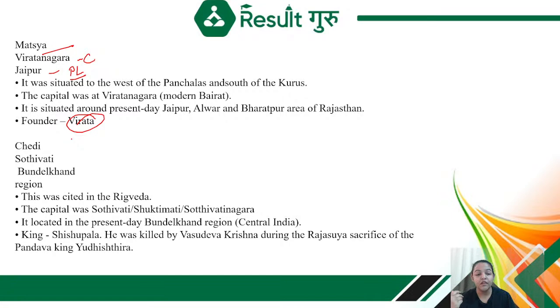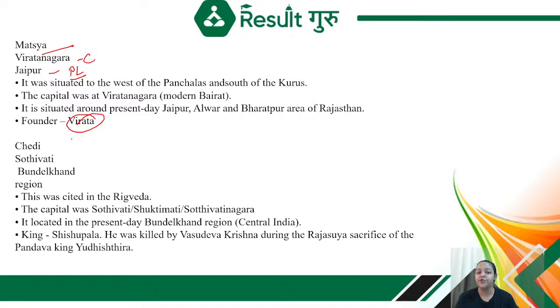The capital was Sothivati, and where is it located in the present day? It is located in the Bundelkhand region. Again, Bundelkhand region, I'm sure you'll be able to remember through Jhansi Ki Rani, because she was Bundele Har Bolo Ke Mu Humne Suni Kahani Thi, Khub Ladi Mardani Wo To Jhansi Wali Rani Thi. So that's the Bundelkhand that we are talking about.